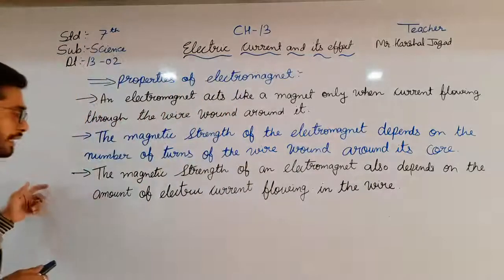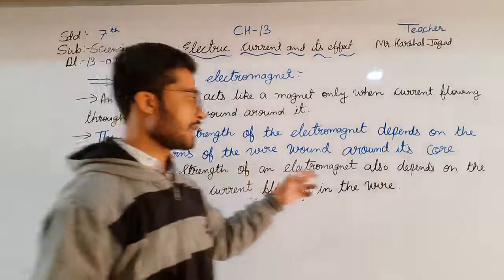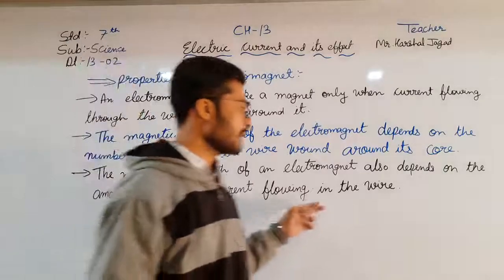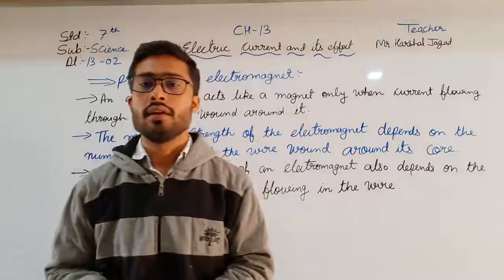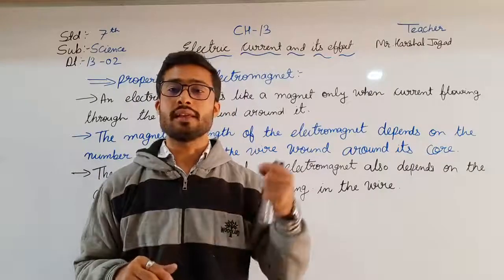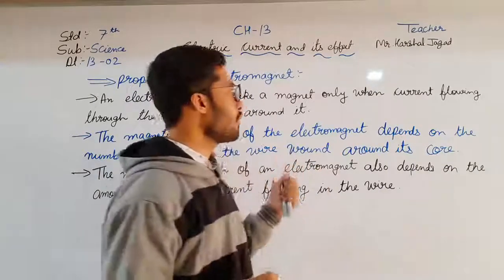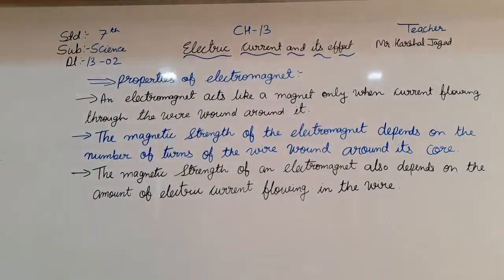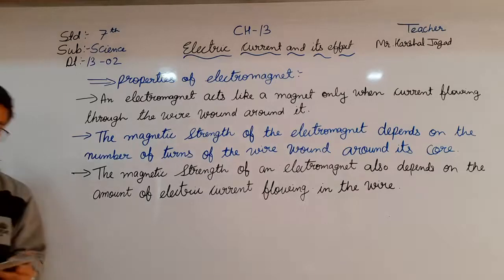And the third: the magnetic strength of an electromagnet also depends on the amount of electric current flowing through the wire. It will depend upon how much current is passing through the wire. So these are the three properties of an electromagnet. If you want to underline them, you can. And then, coming towards the uses of electromagnets.